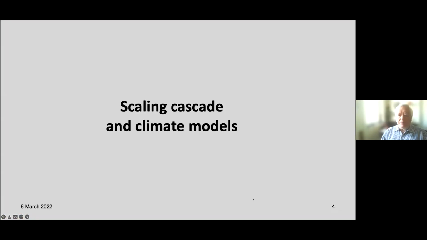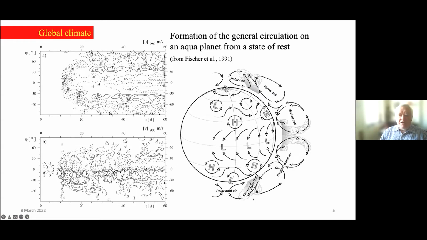So, concepts of downscaling. Let's start with the scaling cascade of climate models. Here, this is from your old group, Angelica, on the left-hand side. It was an experiment which was done by Günther Fischer some 30 years ago. He was studying the development of the general circulation on an aquaplanet, beginning with the state of rest. And I think it was a fine paper.